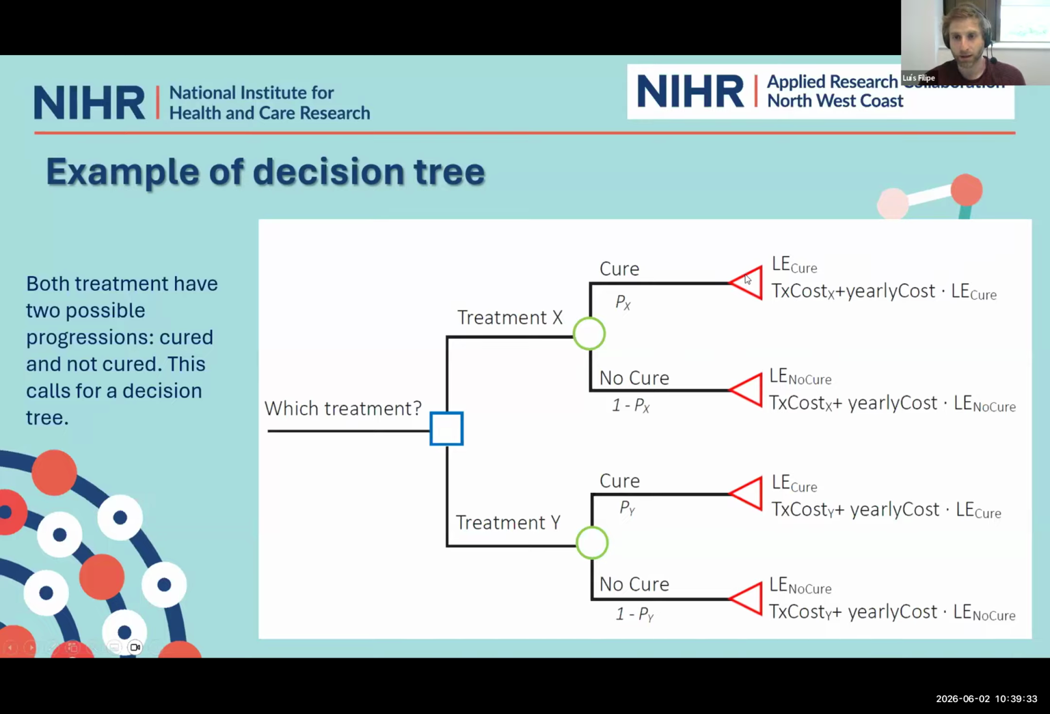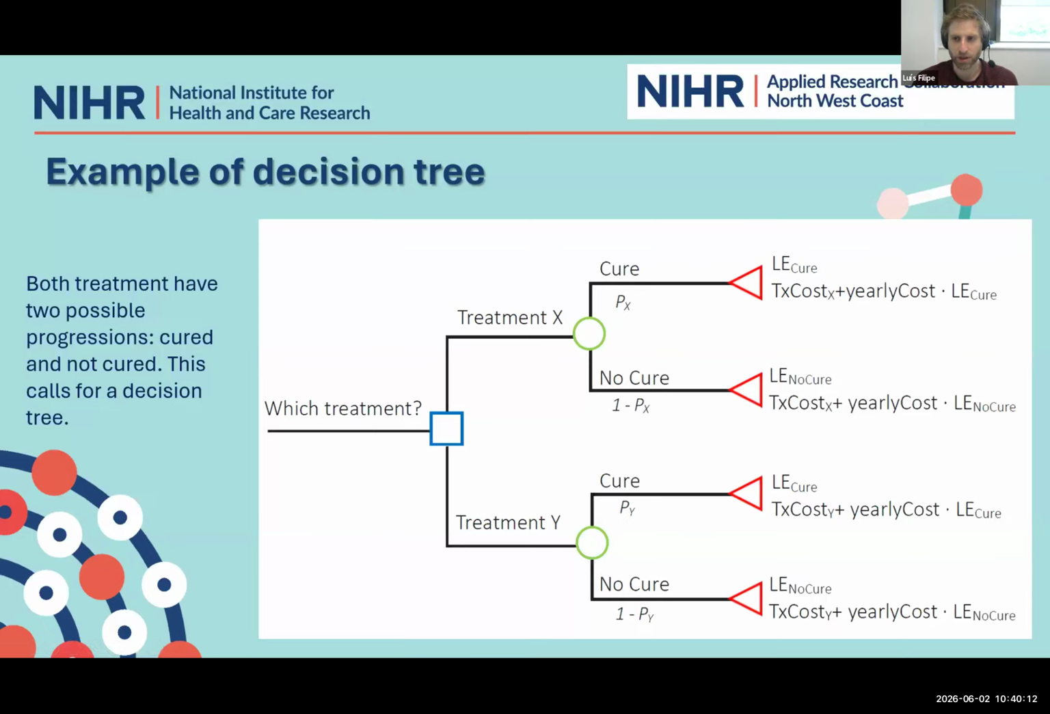And then at the end, you have the outcomes, or the payoffs, as they sometimes call them. In the payoffs, what you are going to have is basically the conclusion, what happens, what are the outcomes for the patient. And in this example, we have life years here. So life years, if the patient is cured, in this case I'm looking at treatment X, and the costs. The costs are going to be this first part, which is the cost of the treatment, and the second part, which is basically a yearly cost of staying alive.